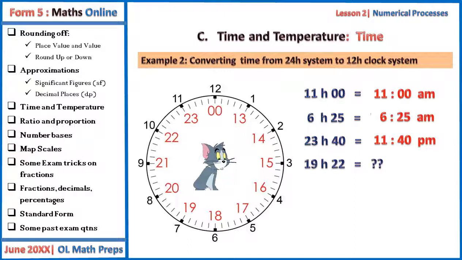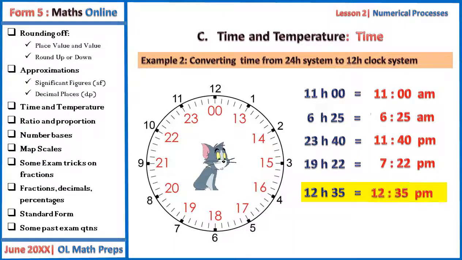19 hours 22. This is during the second 12 hours of the day, so we subtract 12 from 19, that gives us 7:22 p.m. 12 hours 35. Note that 12 hours 35 is in the afternoon, so this will give us the same thing, 12:35, but now it is PM. 0 hour 11 means 11 minutes after midnight. So that will give us 12:11 a.m.